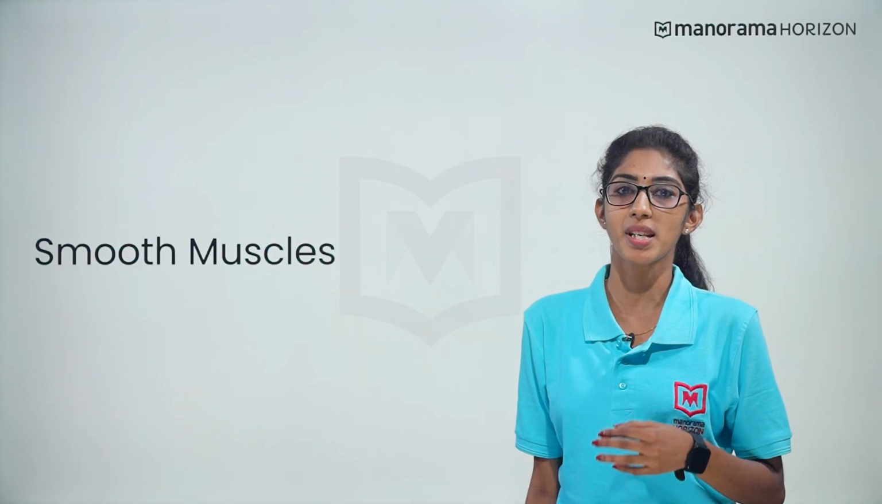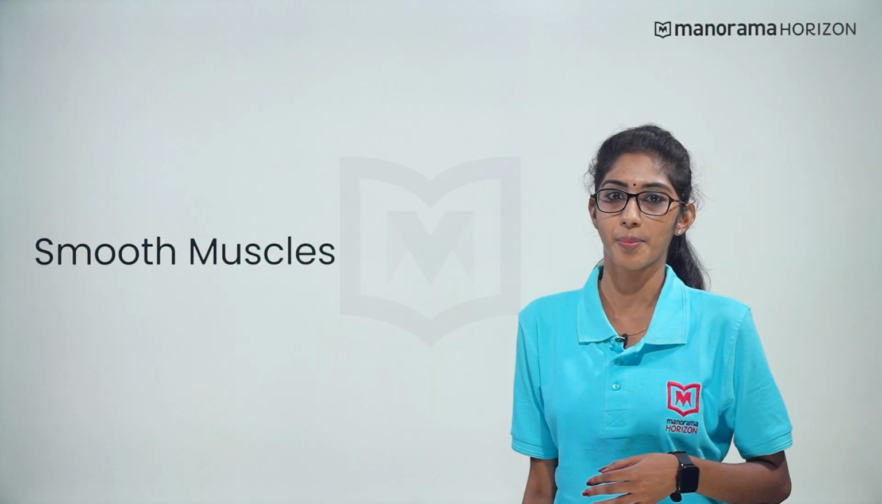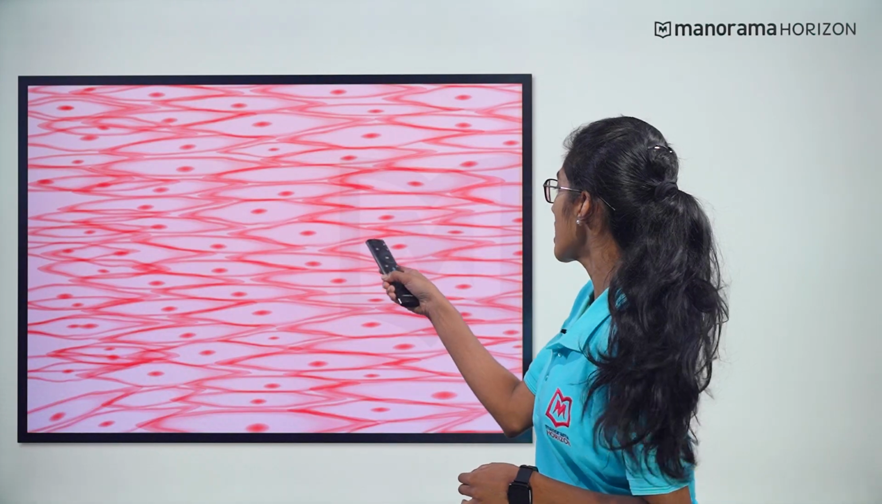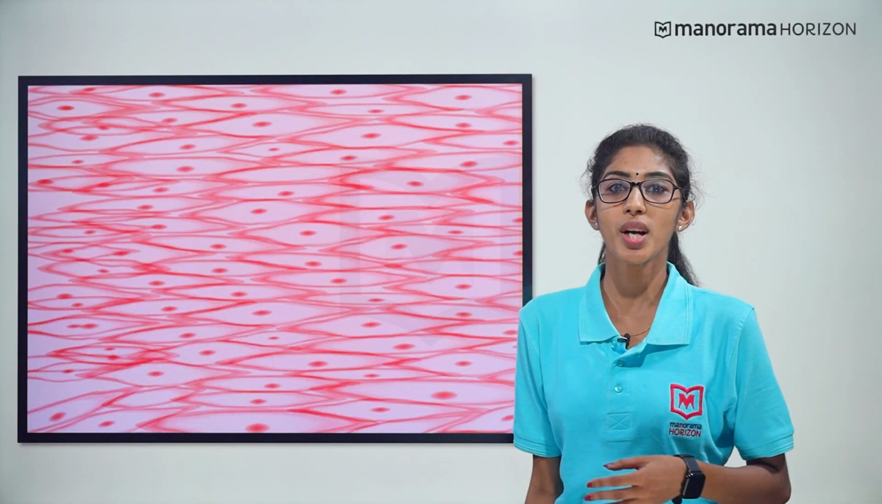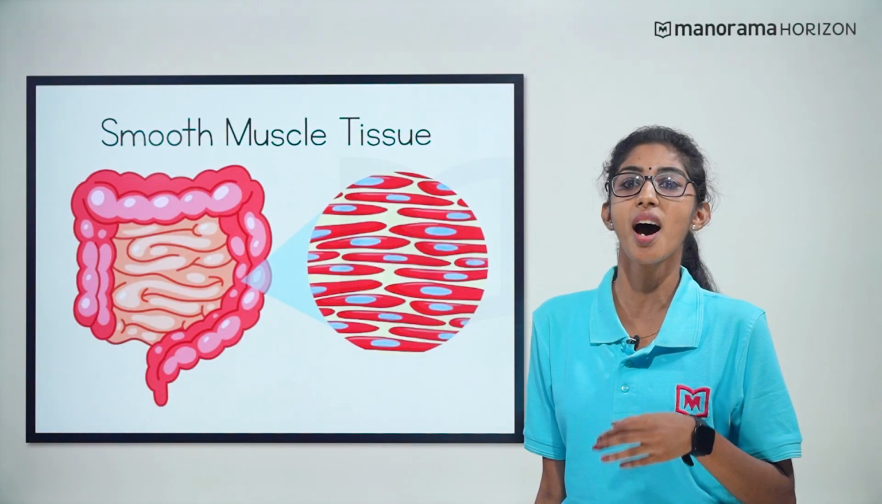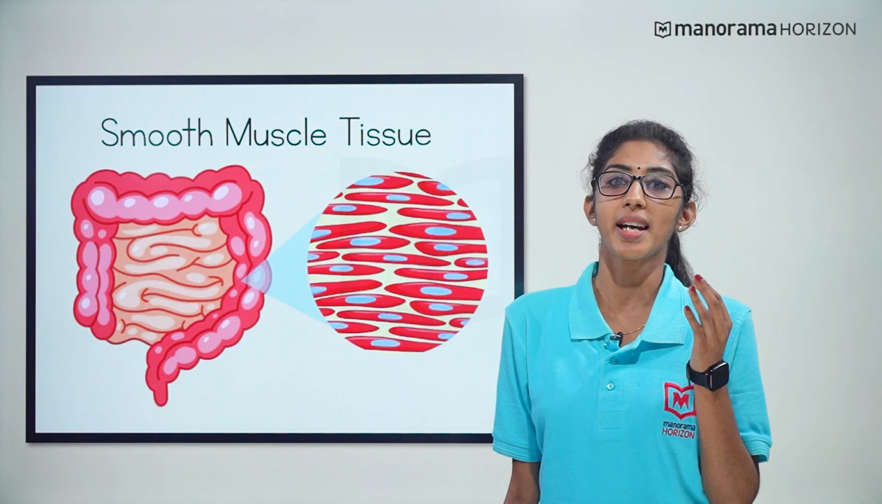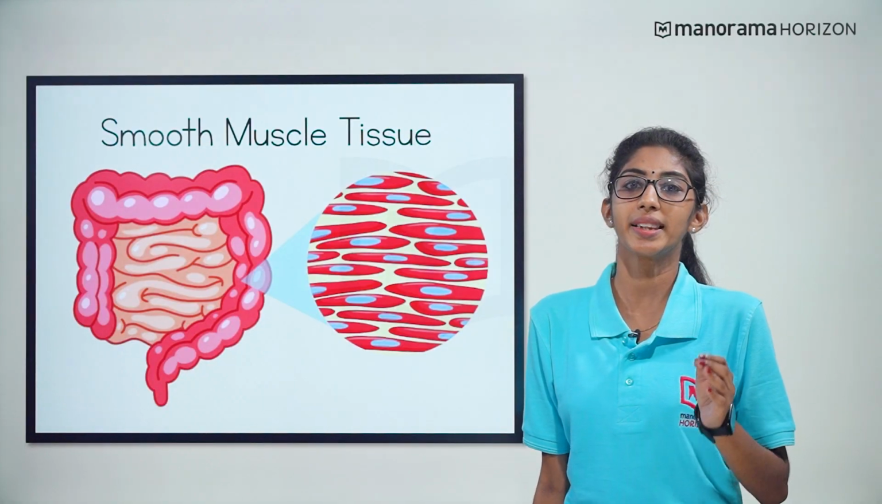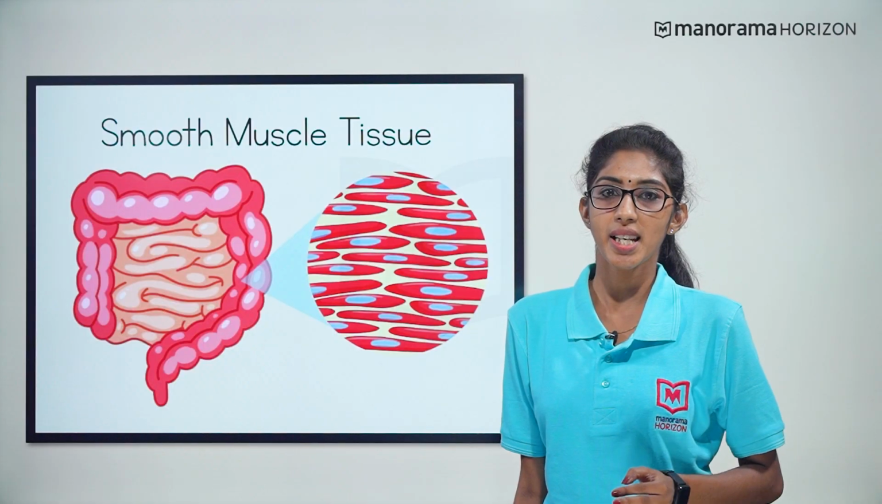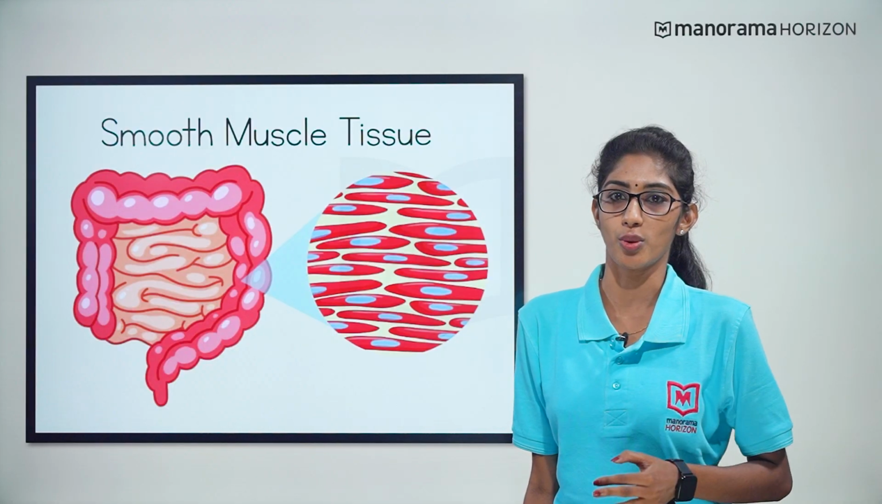The next type of muscle tissue is smooth muscle. These tissues taper at the end, which means they are spindle shaped. They do not have striations, hence they are called non-striated muscles. They are held together at the cell junction and enclosed in connective tissue. These are located in blood vessels, stomach, intestine, and the iris of the eye. They are involuntary, that is, their movement cannot be controlled.